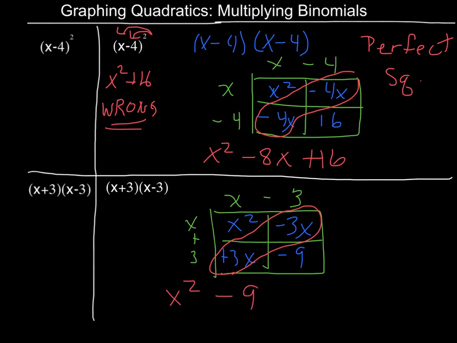So this one also has a special name, just like the top one was called a perfect square. This is called the difference of perfect squares.